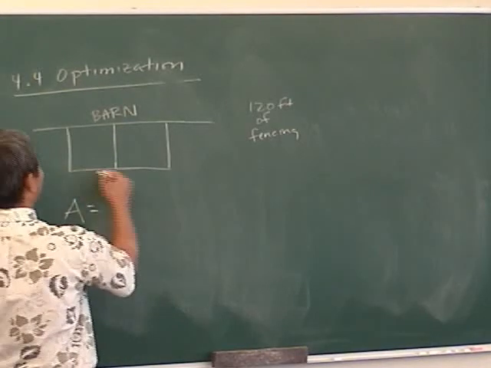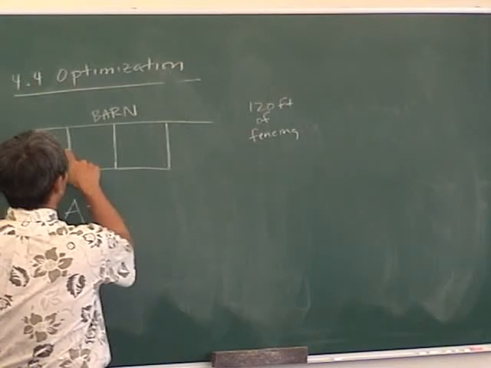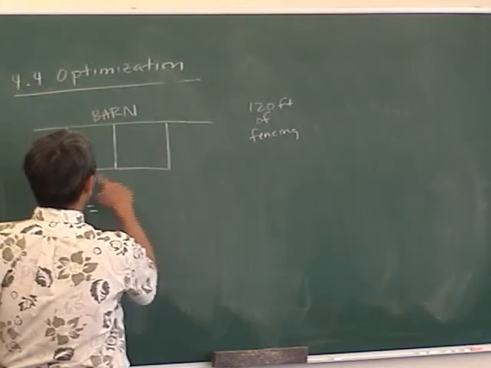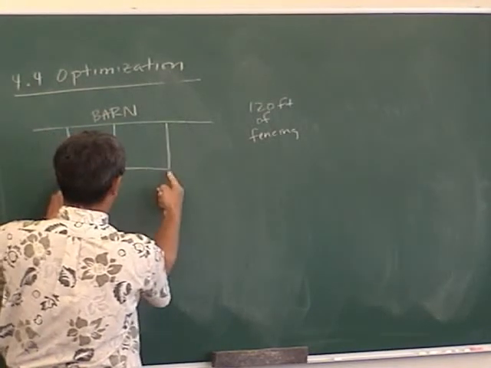Okay, so first define, what do you want to call X? Do you want to call X these 3 things here, or one of these, or the whole thing? L and W.